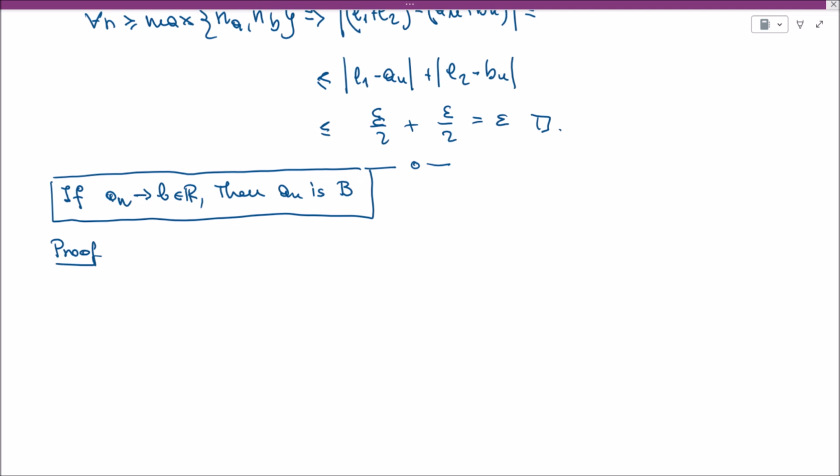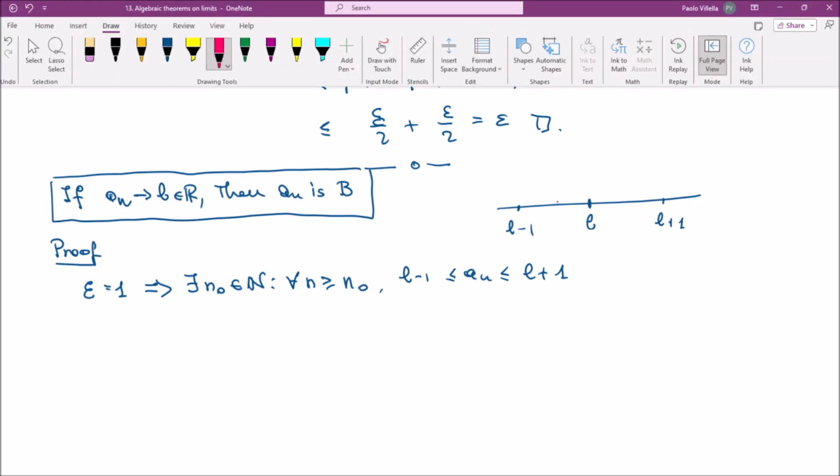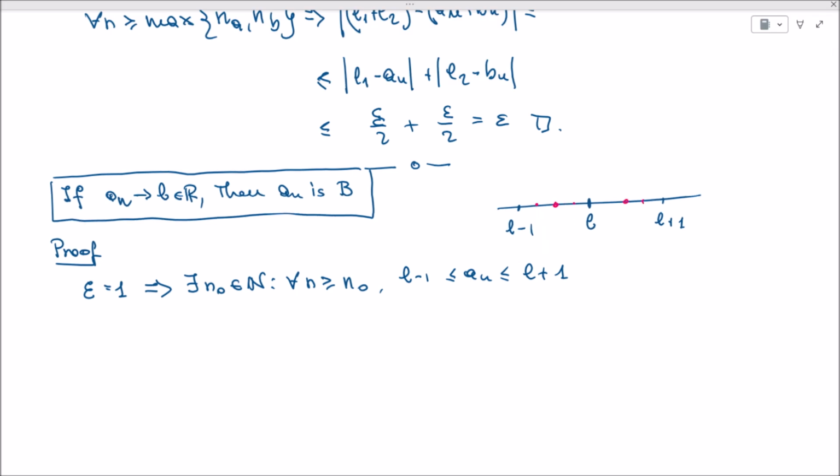Now, if an is convergent to a real number, by just using the definition with epsilon equal 1, we have that there exists at least one n0 in the natural numbers such that for every n larger than or equal to n0, it must be that an will be in between L minus 1 and L plus 1. So what we are saying is basically that if L is the limit, for every n larger than or equal to n0, the elements of the sequence will be within this range, okay? Will always fall in this interval.